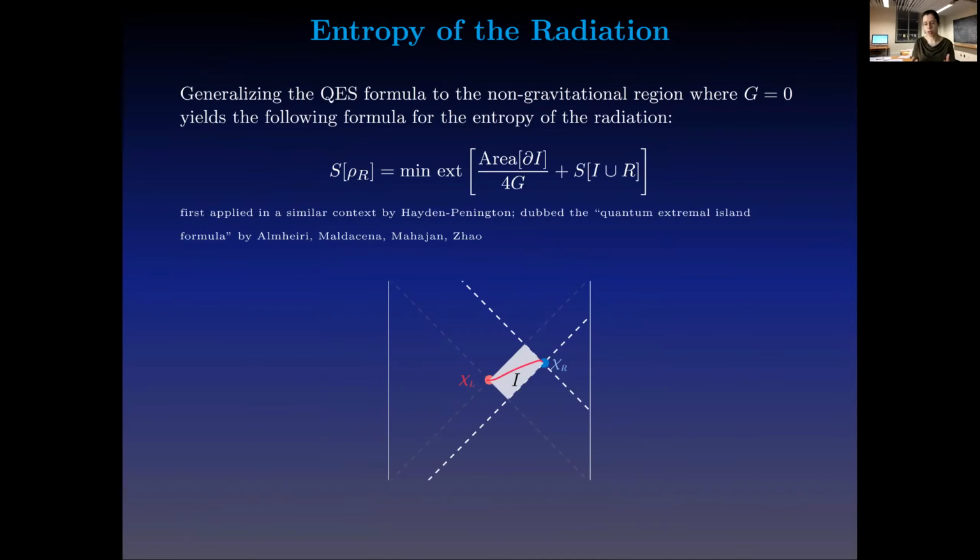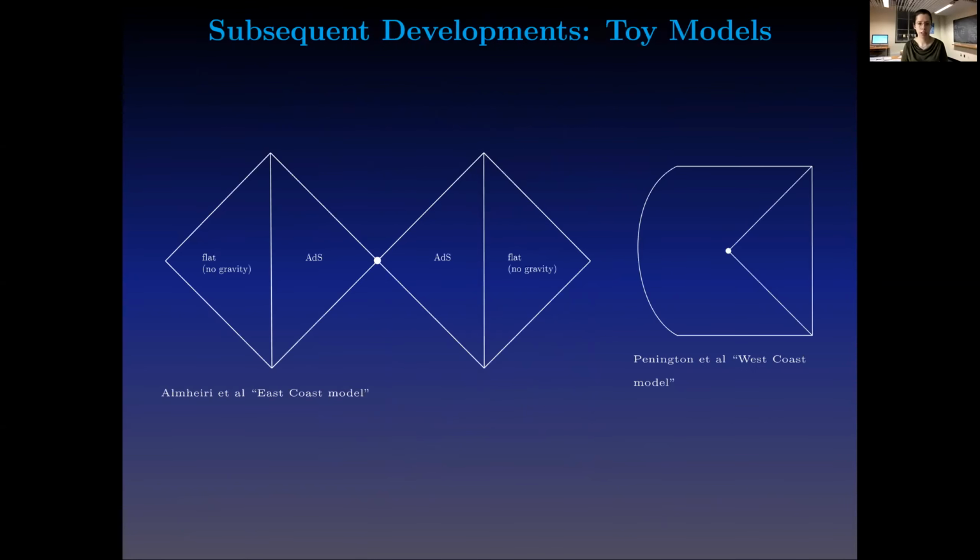And so the suggestion is that this thing is what computes the entropy and behaves unitarily. Now that's a conjecture, and we like to be able to justify conjectures by explicit calculations. So this leads me to the subsequent developments of the toy models of the so-called East Coast and West Coast models. And I think we owe these names to Don Marolf. So it makes it very easy because there are quite a few authors on these.